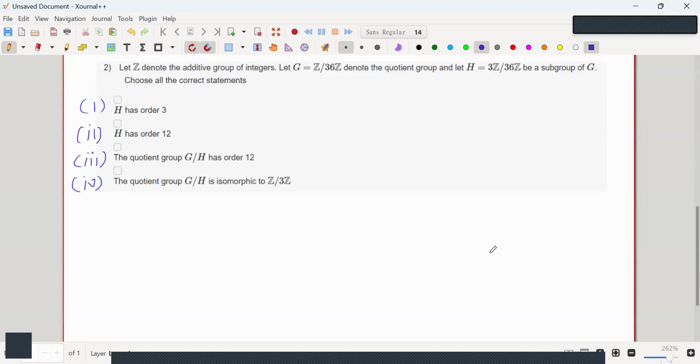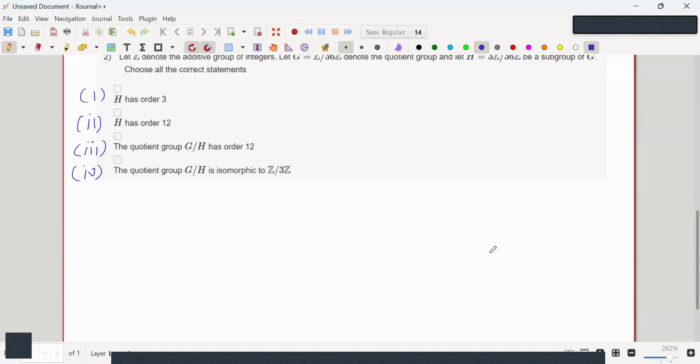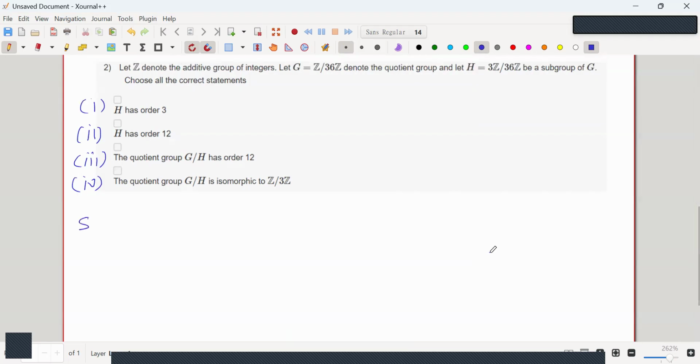First, I could consider Z mod 3Z and Z mod 36Z. Oh, no, sorry, I'm wrong. We need to first understand what kind of elements are there in H. As per the definition, H is 3Z by 36Z.